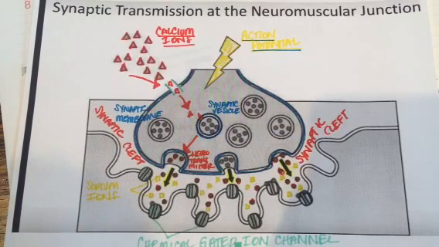Then the receptors are ligand-gated ion channels, and they bind with the ACh to the receptor, and they can depolarize the muscle fiber, causing this cascade of events that eventually result in a muscle contraction.